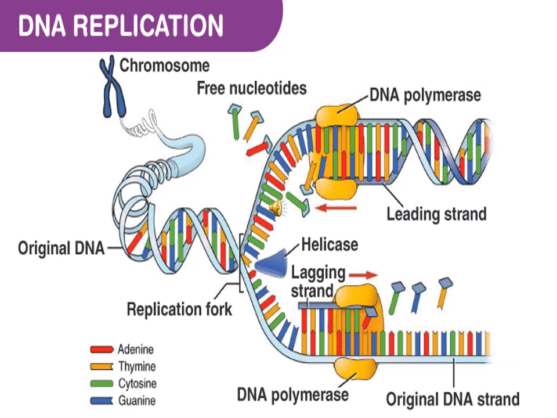Look at the picture carefully. This is DNA replication. So the original DNA occurs. Next, the lagging strand and the leading strand, and DNA polymerase and helicase; these are all enzymes. This is a replication fork and the original DNA.